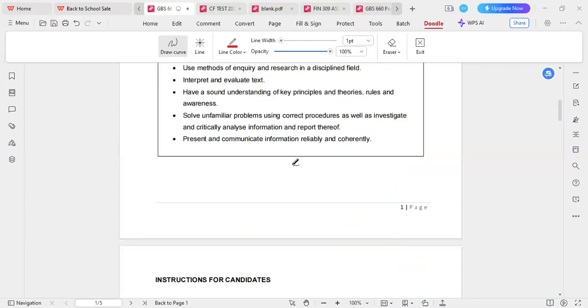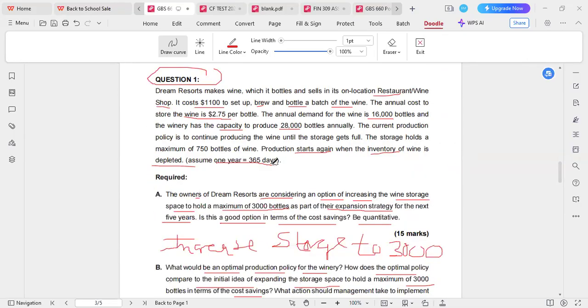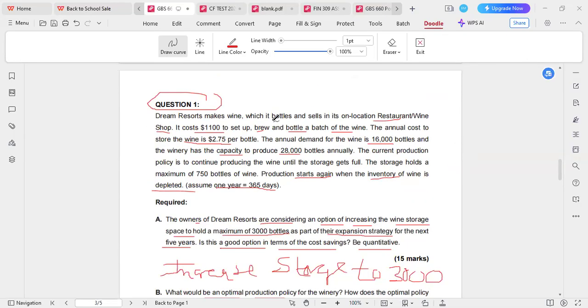Okay, so in this question one of the assignment, we are looking at question one. Question one is on inventory management. And what goes on in inventory management is that we look at the advantages of keeping stock. Also, we look at the inventory models.